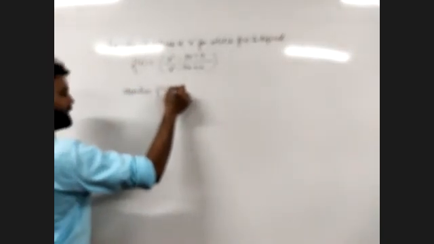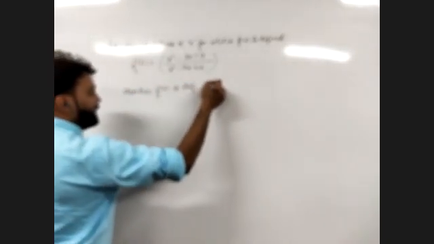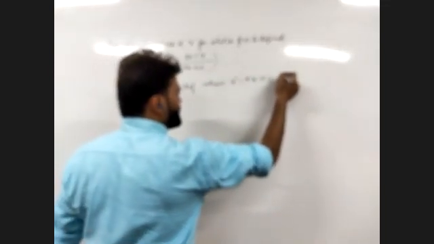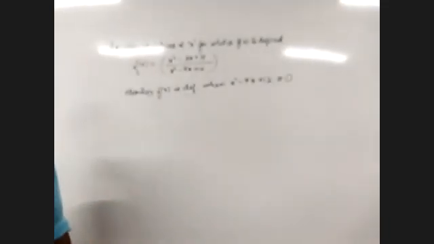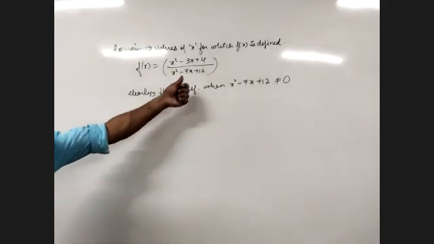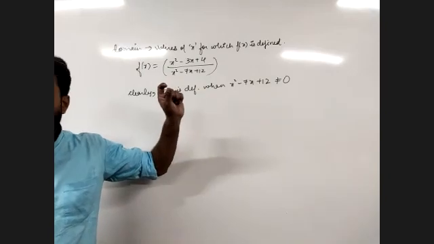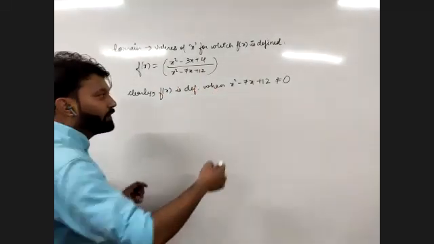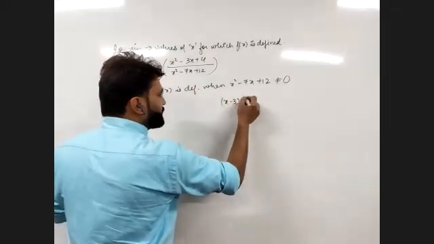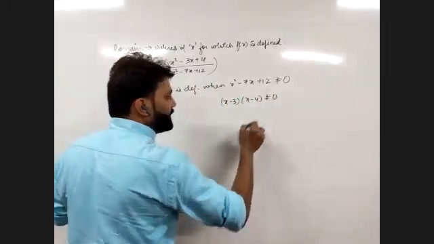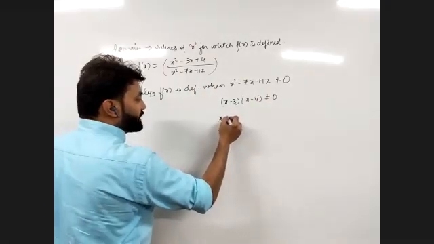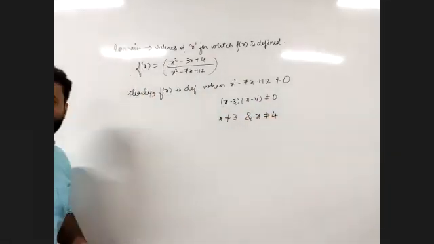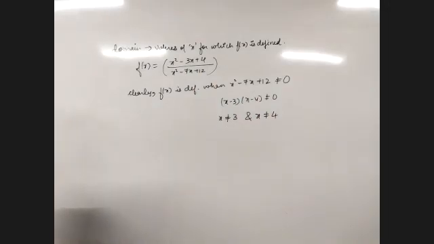f(x) is defined when x square minus 7x plus 12 is not equal to 0. Is it clear? क्योंकि upon में 0 नहीं होना चाहिए. Fraction related question में ये easiest way होता है. There should not be 0 in the denominator. So this will mean (x minus 3)(x minus 4) should not be equal to 0. This means x is not equal to 3 and x is not equal to 4. X should neither be equal to 3 nor be equal to 4.